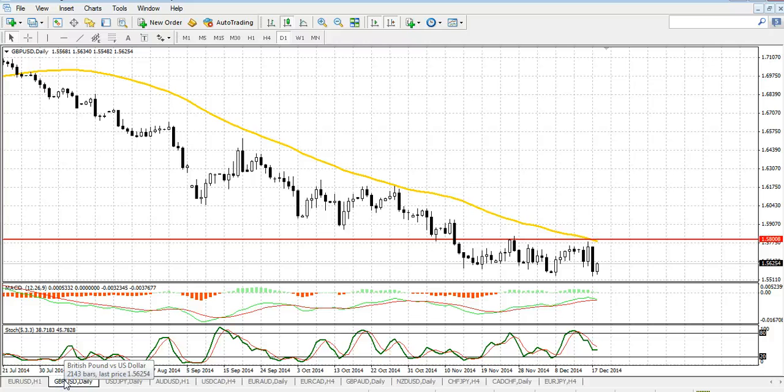The pound has also given us a bearish engulf on the daily chart, testing this resistance area here. And the initial move of the day is up, which is a good sign. So you could, if you wanted to, short on market, or wait for a retrace.